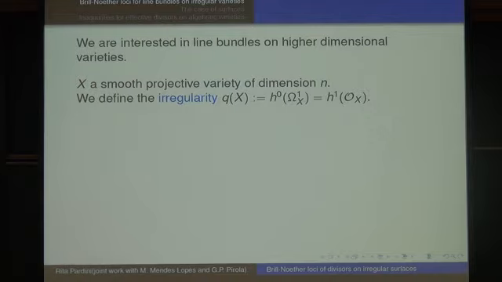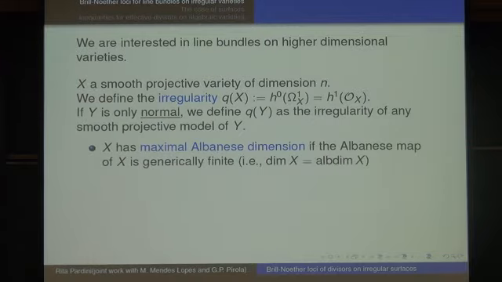And just let me recall a little terminology that I will be using. I made a mistake here. It should have been in 2 steps. Okay, if the variety is normal, we define the irregularity as the irregularity of any desingularization. And then we say that X is of maximal Albanese dimension if the Albanese map is generically finite. And I shorten this by saying dim X equals albdim. Albdim is the dimension of the Albanese image.